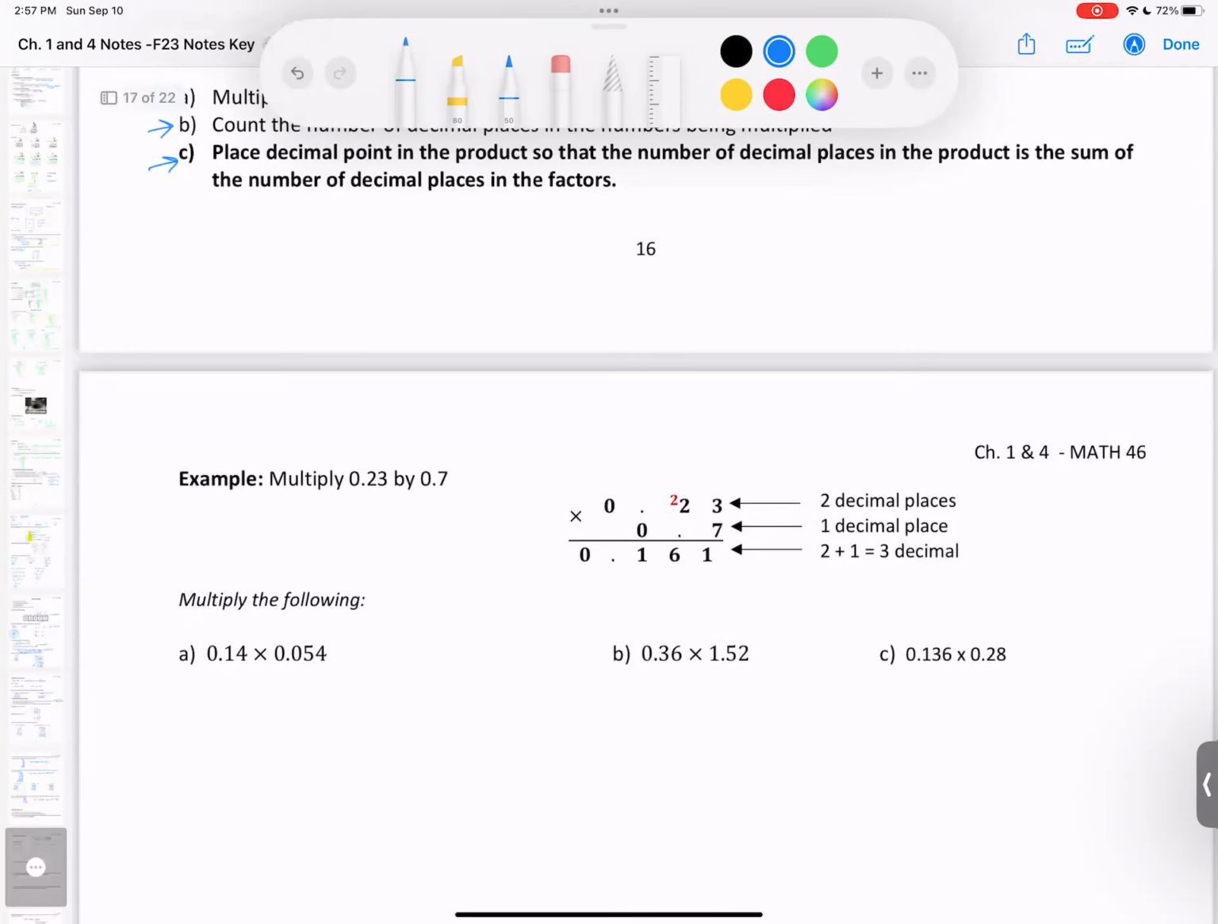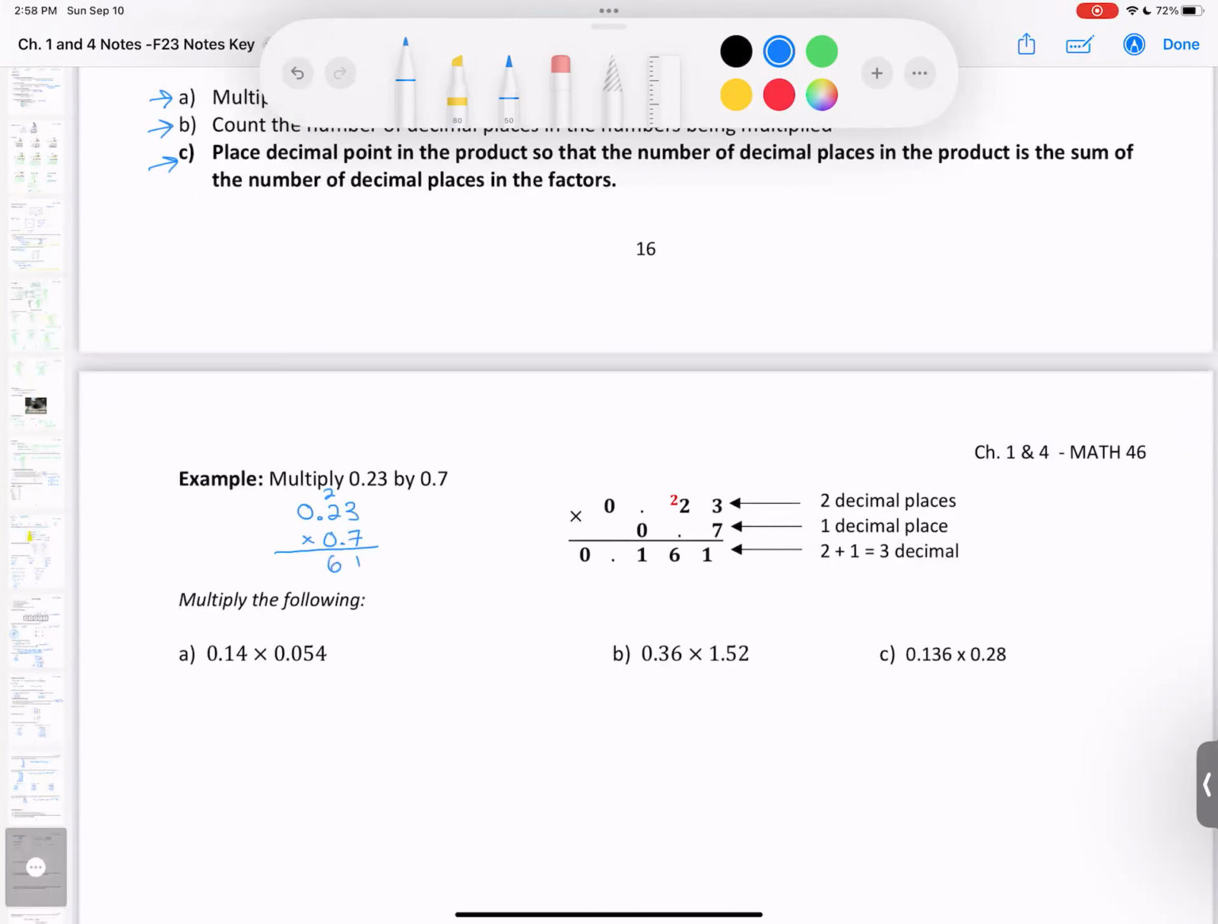So I'm going to do this example over here. We've got 0.23 and we're multiplying by 0.7. So again, I don't have to stack my decimals. Don't worry about that. Now we're just going to multiply as if we had whole numbers. So we've got 7 times 3 gives us 21, carry the 2. 7 times 2 gives us 14 plus another 2 is 16, and we're done.